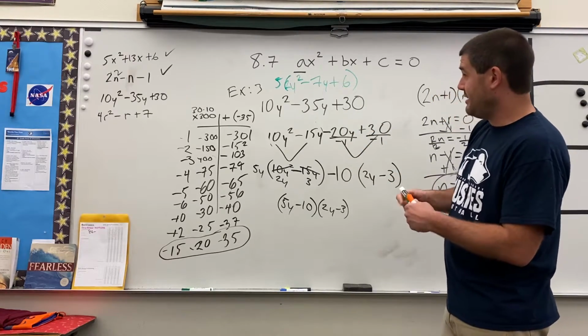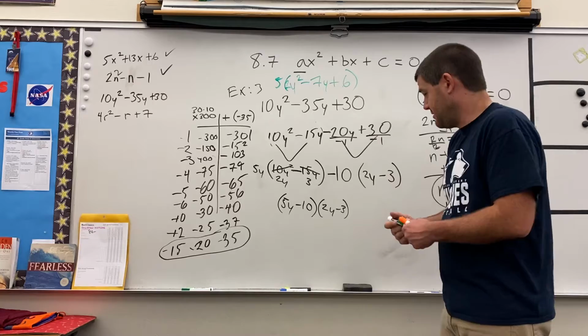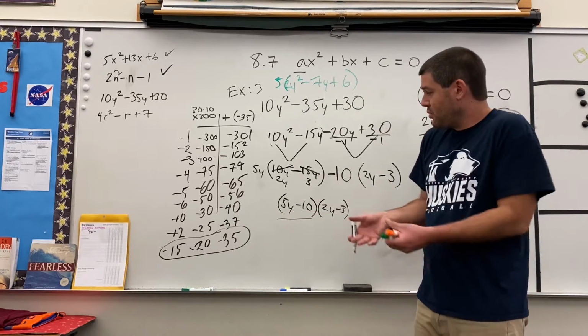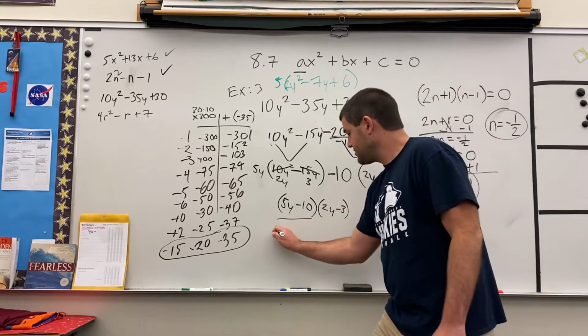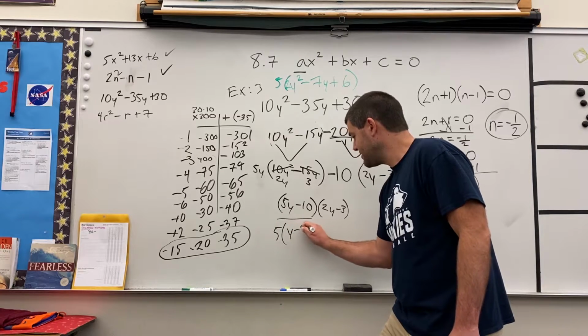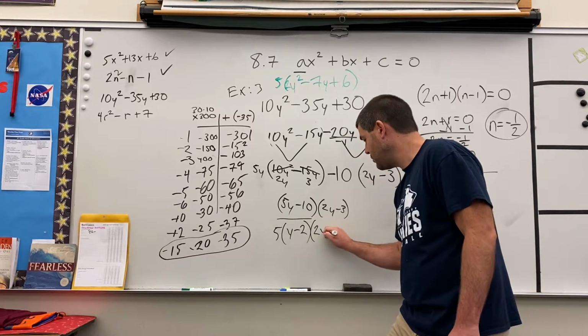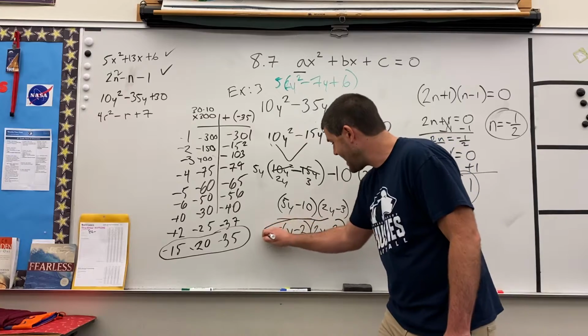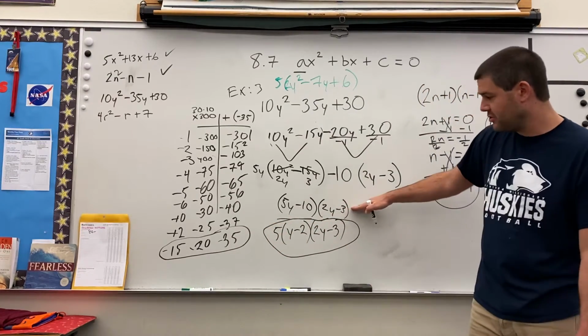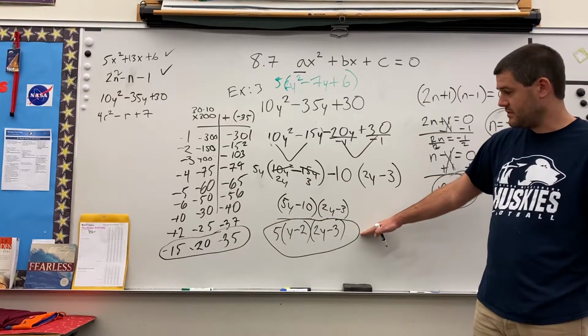So now I didn't do it at the beginning, so I'm going to have to do it at the end. I need to factor this guy and pull a 5 out of both of those. So it's 5y minus 2, parentheses 2y minus 3. That is our final answer. You wouldn't get full credit for this, just this one.